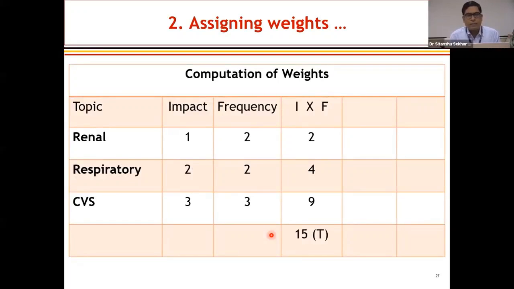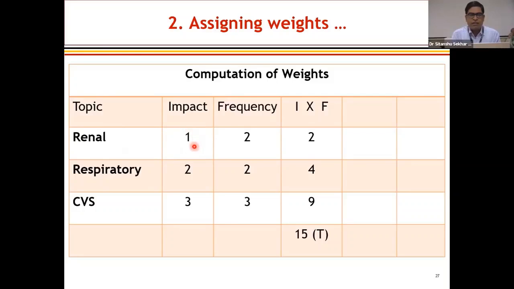Now let's come back to computation of weights. I'm taking you through a hypothetical scenario. Suppose we are talking about 3 topics in a specialty: renal, respiratory, and cardiovascular system, which are written on this side, along with impact and frequency. The impact and frequency scores, as I discussed earlier, can be given by the experts or through stakeholder involvement.